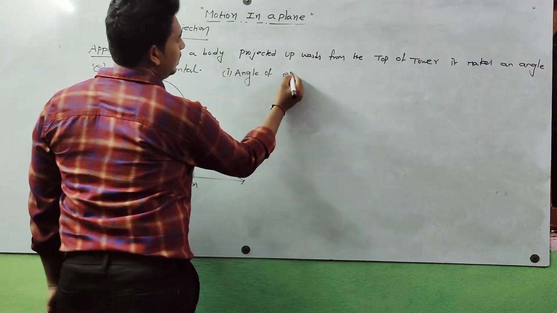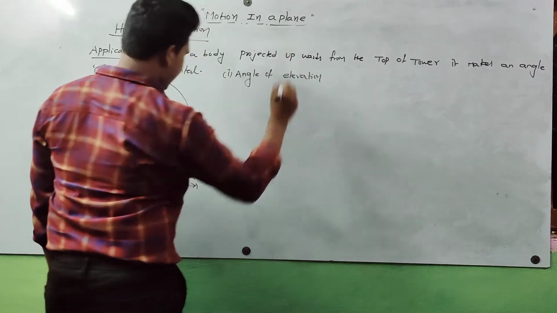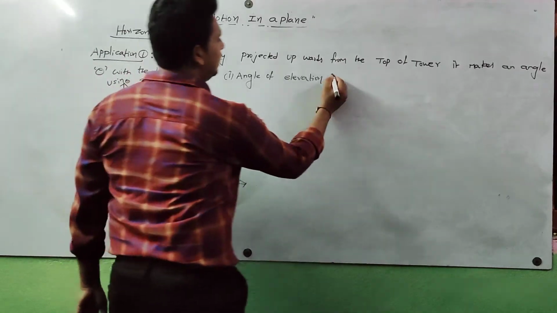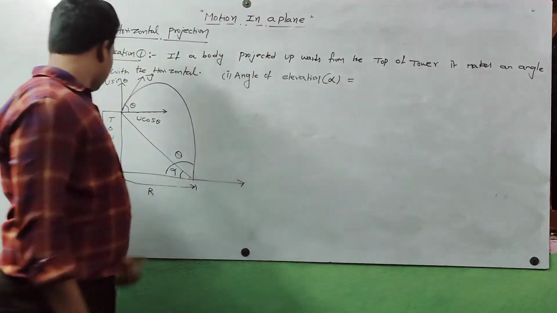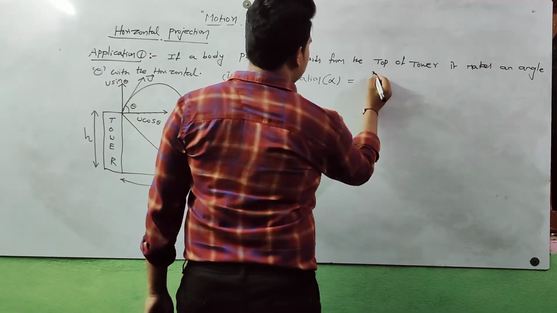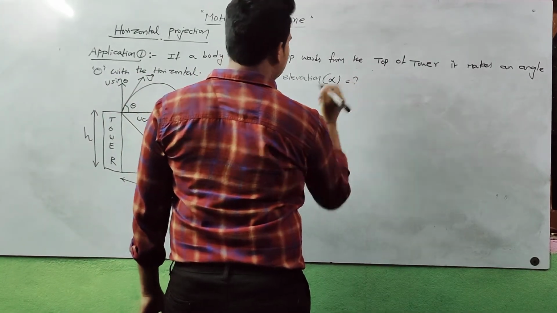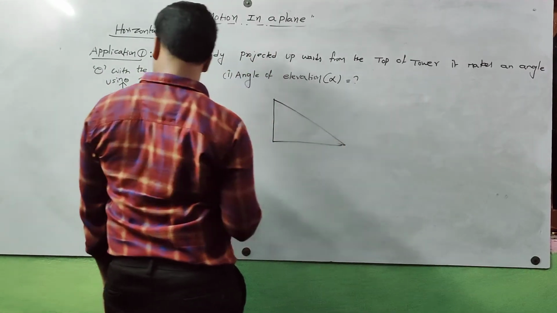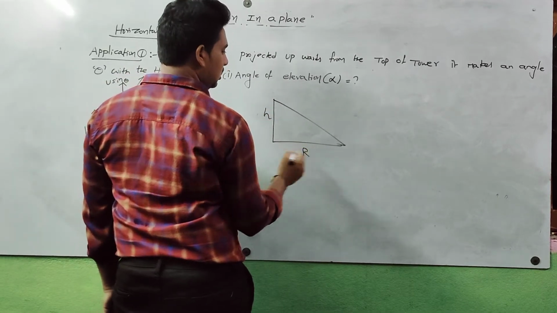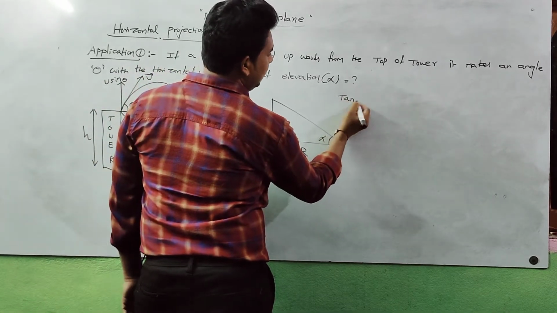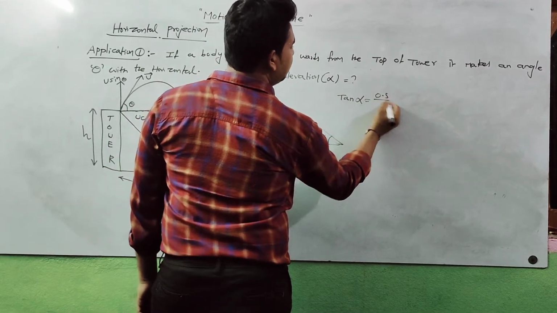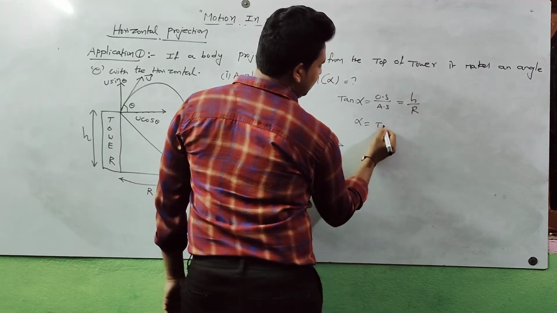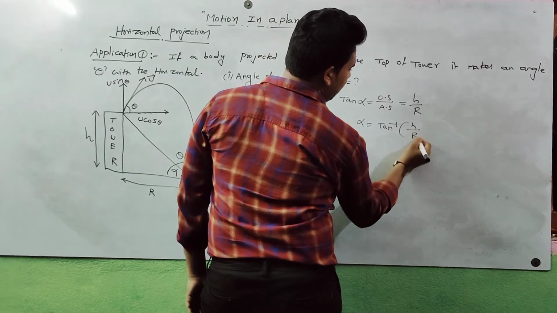Angle of elevation is indicated by alpha. That alpha is equal to h by r. So observe carefully from this diagram. This is h, this is r, and this is alpha. From this, tan alpha is equal to opposite side by adjacent side, which is equal to h by r. That means alpha is equal to tan inverse of h by r.